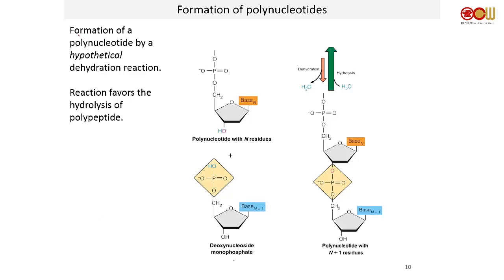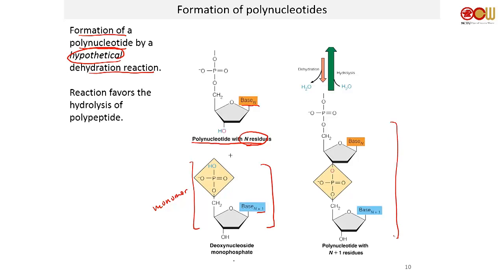So this is the formation of a polynucleotide by a hypothetical dehydration reaction. So this is a hypothetical. This is what we usually teach to little kids, but you guys are second year or third year college students, so this is not true. This is just hypothetical. The hypothetical reaction goes like this. We have a growing chain polynucleotide with n number of residues. I add the n+1 residue. So this is one monomer of DNA. This guy is just a monomer, and I make it into n+1 residues. So I polymerized it.